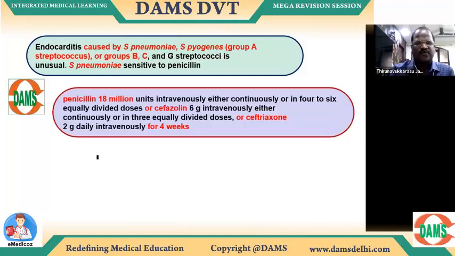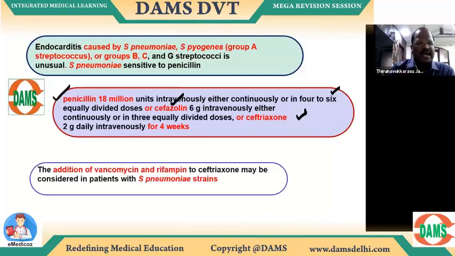For these cases, we go for penicillin 18 million units intravenously, either continuously or in 4 to 6 equal doses, or we can go for cefazolin 6 gram intravenously, either continuously or in 3 equal divided doses, or ceftriaxone 2 gram intravenously for 4 weeks. So the duration is 4 weeks of therapy. The basic point is that all these organisms are easily treated by the beta-lactam group of drugs. Most commonly we go for penicillin or ceftriaxone.